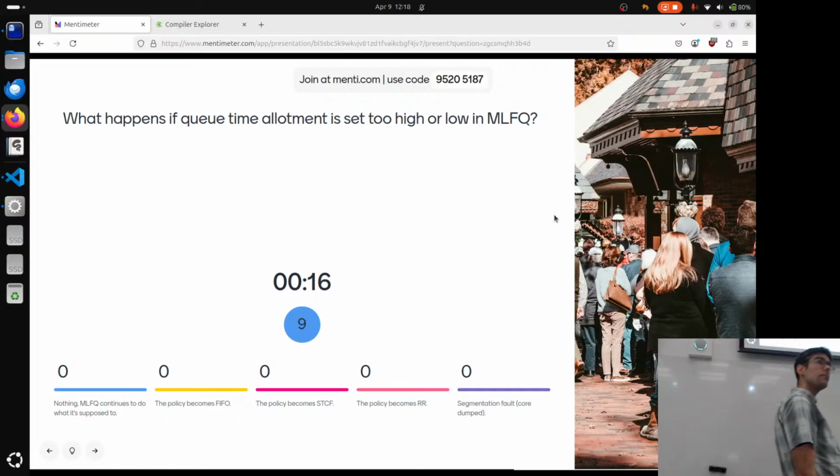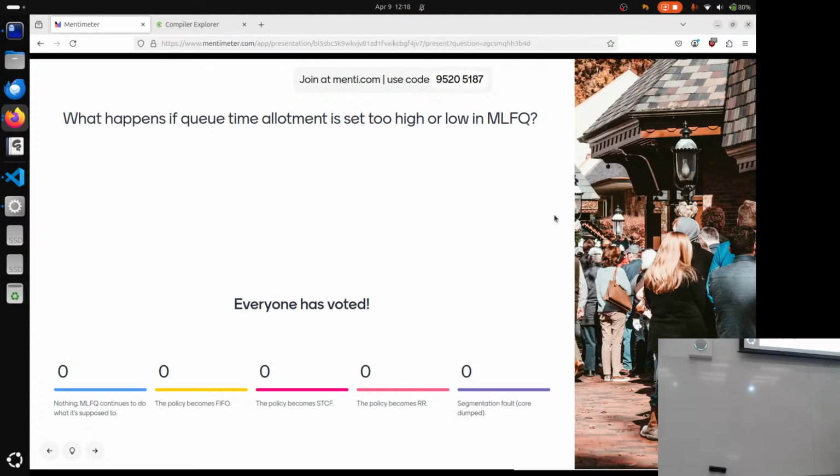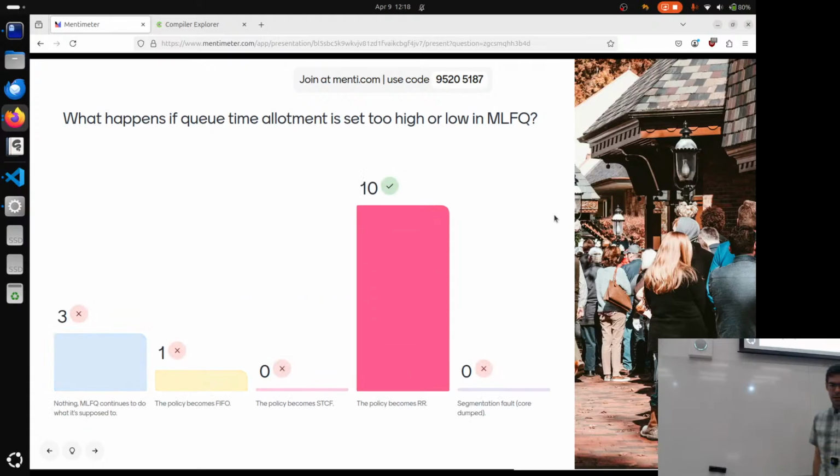The specific rule numbers for MLFQ? I'm not going to ask you what rule number 5 is, no. The ordering of the rules doesn't really matter, but you should know what the rules are in terms of how MLFQ works. So if the queue time allotment, the time we allow a task to stay in a queue for how much time it's spent on the CPU, is too high, then everyone just stays in the top queue forever. If it's too small, then everyone gets pushed down to the bottom queue, always. And because we're doing round robin within those queues, it just becomes round robin. It will immediately become round robin.